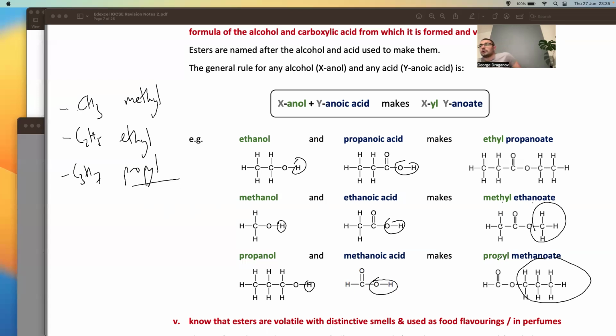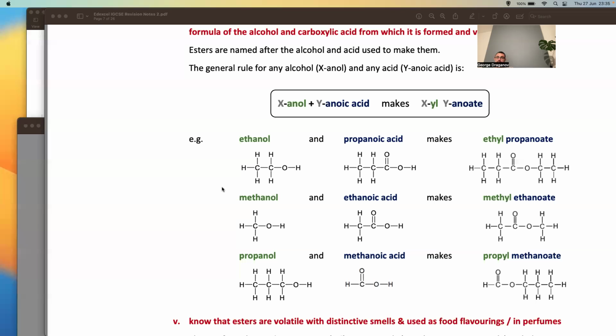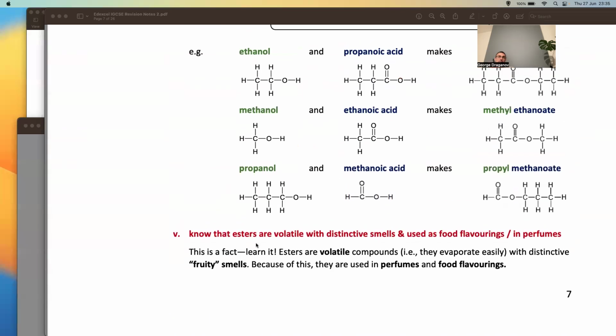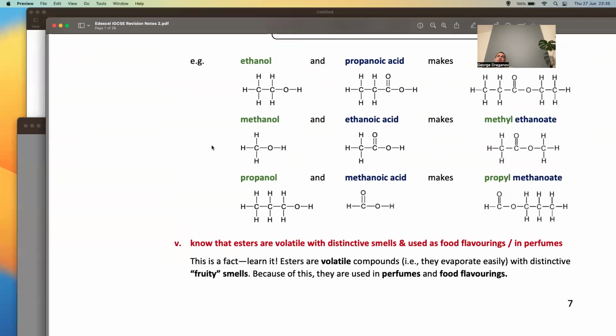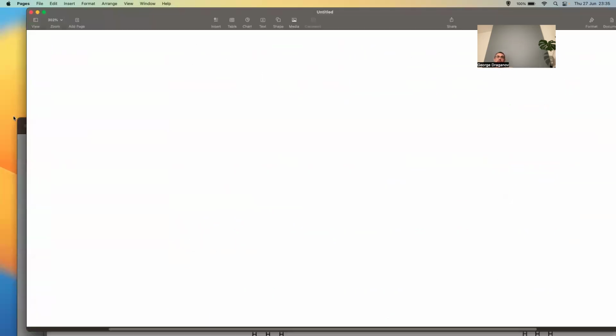Now, they're not really going to ask you to name them. They're going to ask you to come up with the starting materials for forming the ester. So I'm going to go through a few examples on a white sheet of paper just to make sure you understand it. Just remember this part. Okay. Let's have a look. And then it's almost done. This is just a little fact. So let's just make sure that you understand how to go forwards and backwards.